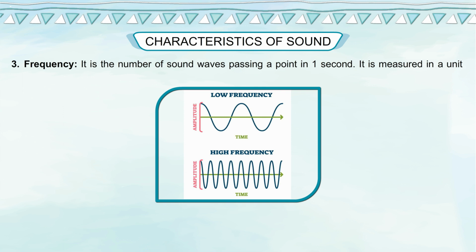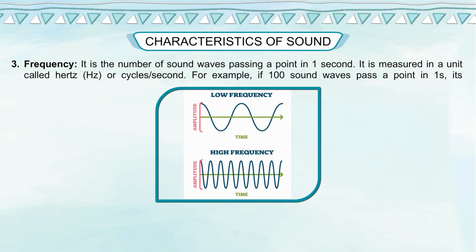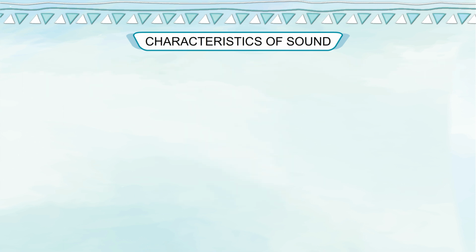Frequency. It is the number of sound waves passing a point in 1 second. It is measured in a unit called Hertz, Hz, or cycles per second. For example, if 100 sound waves pass a point in 1 second, its frequency will be 100 Hz.